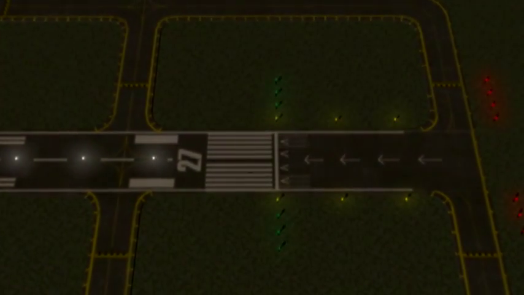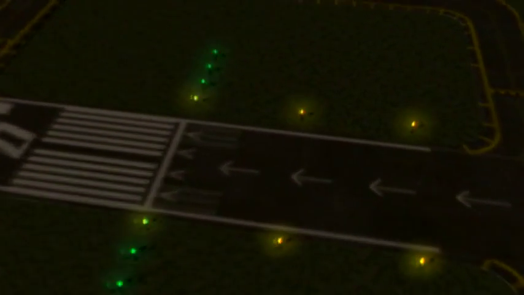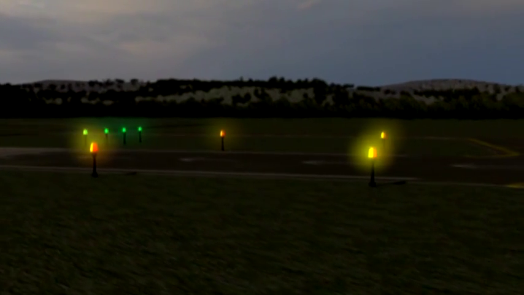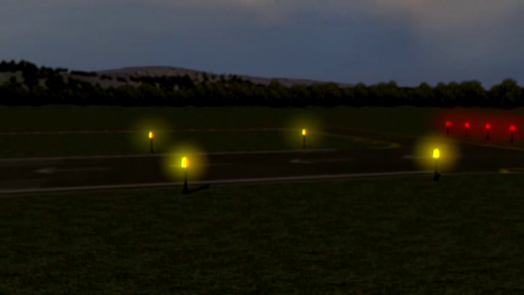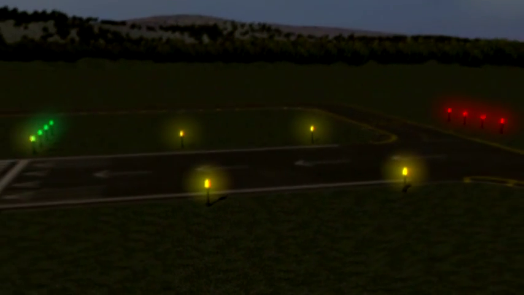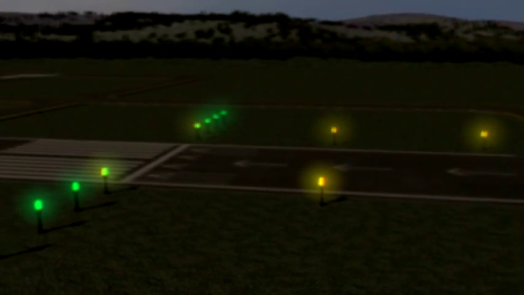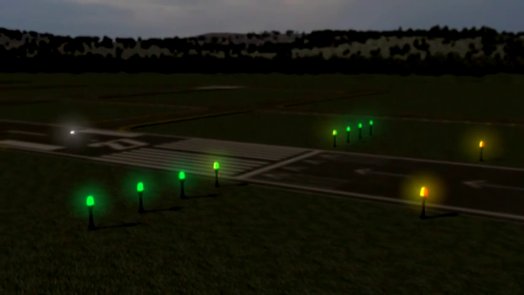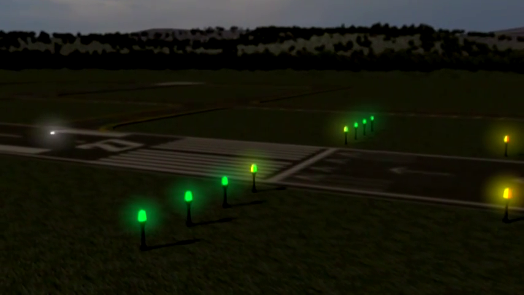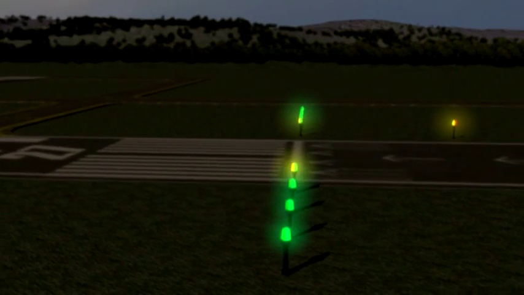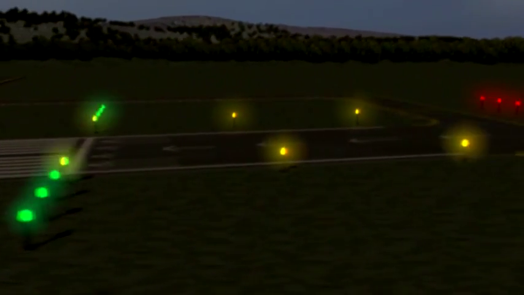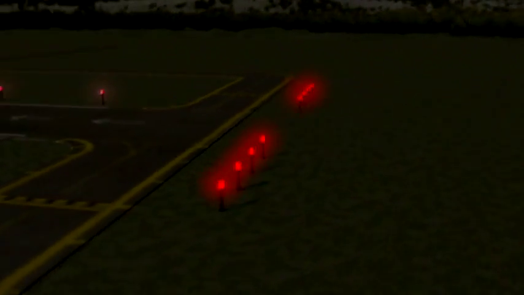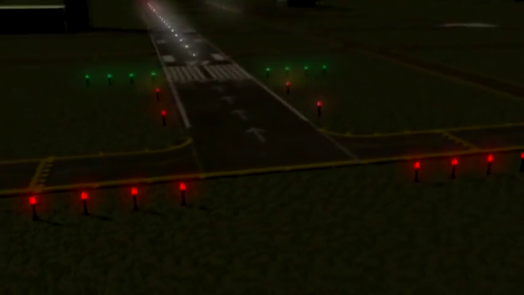For example, lights along the pavement edge in this area show red toward the approach and yellow in the opposite direction. The lights on each side of the displaced threshold show green toward the approach. The light closest to the pavement shows yellow in the opposite direction, while the outer 3 are blacked out. And lastly, the 8 lights at the end of the pavement show red in all directions.